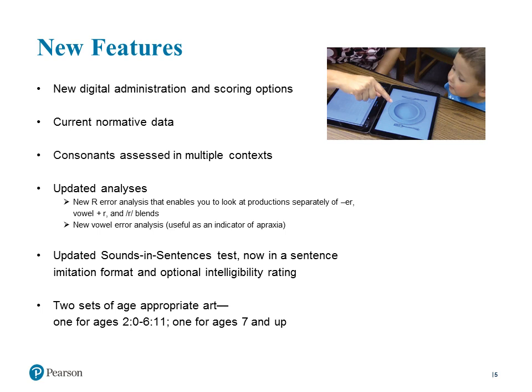But again, that's a new feature, as well as we have updated analyses, such as a new R analysis that enables you to look at production separately for the ER, as well as the vowel plus the R and R blend, such as in tree, for instance. We also have a new vowel error analysis. It's useful as an indicator of apraxia, as our clinicians have told us. It is not going to figure into your raw score, but it is a qualitative analysis that we have been told, and we are proud of that, it's useful for clinical practice.